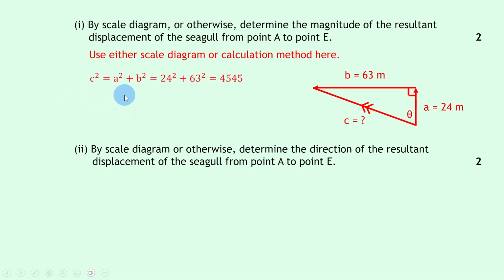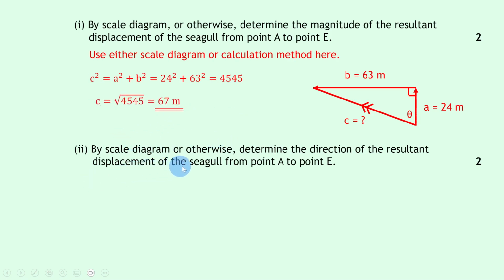So we have c squared equals a squared plus b squared, substituting in the numbers gives 24 squared plus 63 squared, and put that into your calculator should give you an answer of 4,545, and then to find c we want to take the square root of both sides, so we get c is equal to 67 metres.